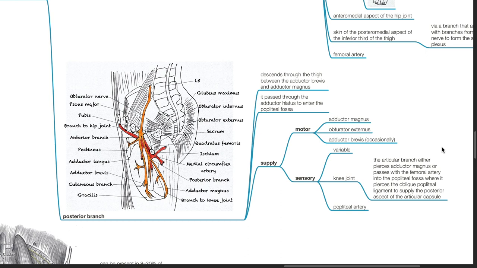Posterior branch. The posterior branch descends through the thigh between the adductor brevis and the adductor magnus. It passes through the adductor hiatus to enter the popliteal fossa. Motor supply includes the adductor magnus, obturator externus, and adductor brevis occasionally. Sensory supply is variable. The posterior branch supplies the knee joint. The articular branch either pierces the adductor magnus or passes with the femoral artery into the popliteal fossa, where it pierces the oblique popliteal ligament to supply the posterior aspect of the articular capsule. The popliteal artery is also supplied by the posterior branch of the obturator nerve.